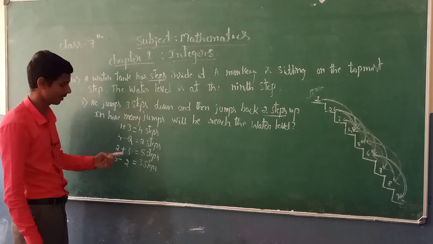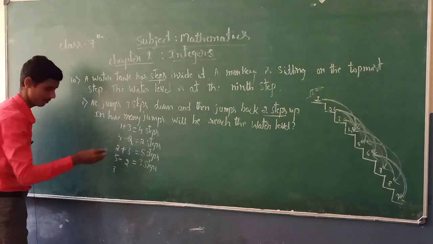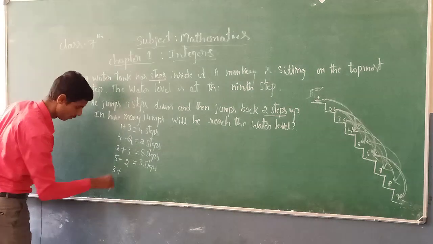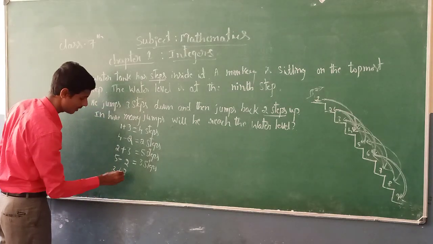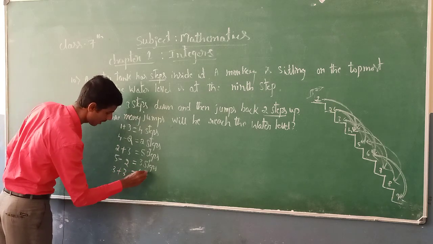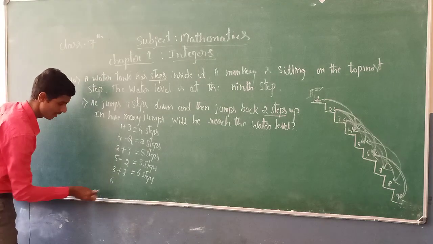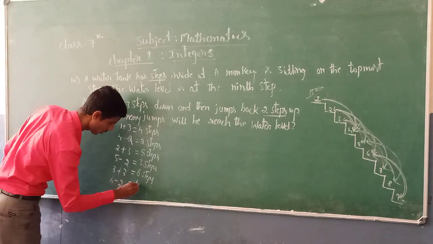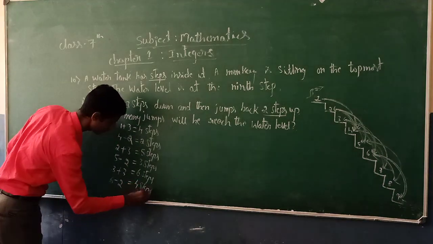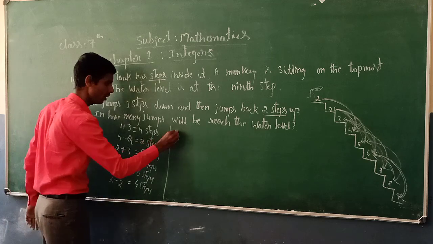In the fourth jump, the monkey reaches the third step. Okay, the monkey is on the third step. He will jump 3 steps downwards. Plus 3, 3 plus 3 is the sixth step. Again 6 minus 2 is 4. Fourth step.